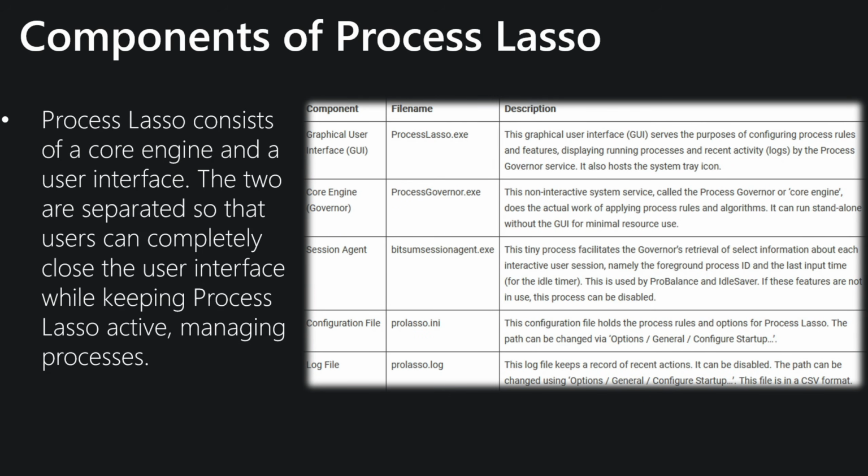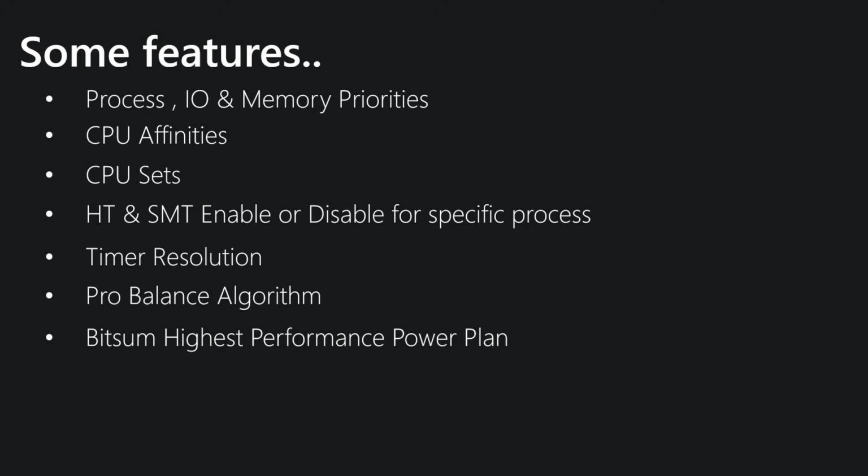Now we want to mention that Process Lasso consists of a core engine and a user interface. The two are separated and they work individually, so users can completely close the user interface while keeping Process Lasso active, managing processes. So now we understand that we can close the graphical user interface completely. We can disable this executable file when we're done with our configurations. We can keep only the core engine enabled to apply all those settings that we changed.